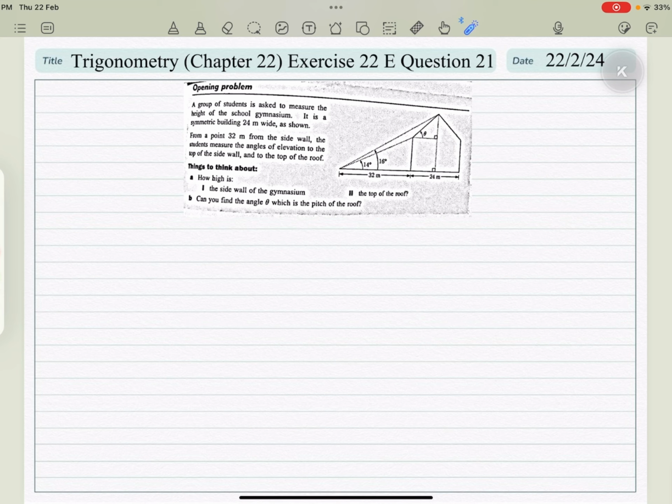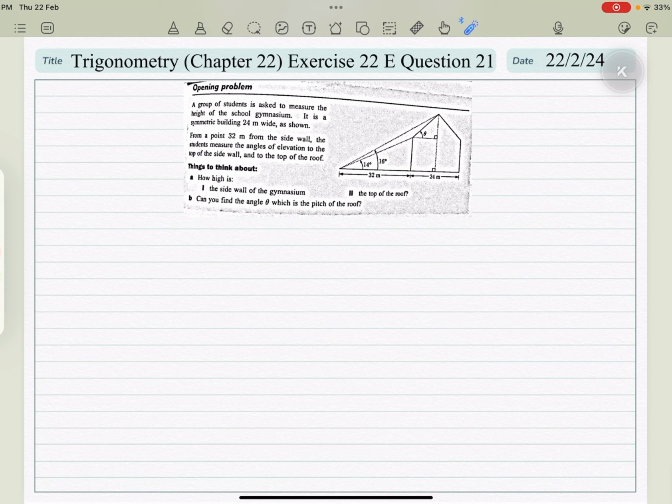Hello everybody, so today we're dealing with Trigonometry chapter 22, exercise 22e, question number 21. This question says that you have to answer the opening problem at the start of the chapter. This opening problem states that a group of students is asked to measure the height of the gymnasium.